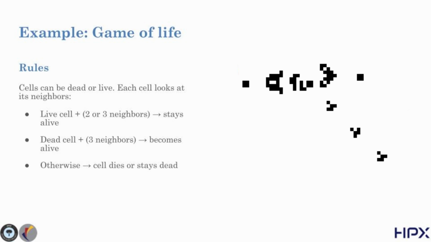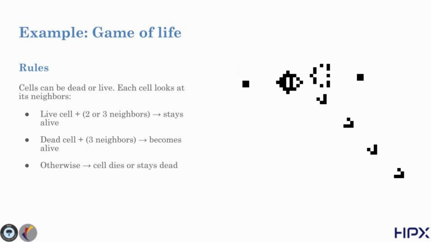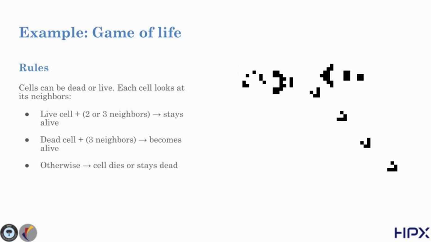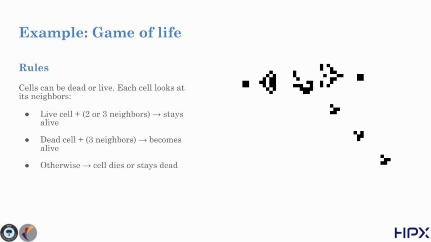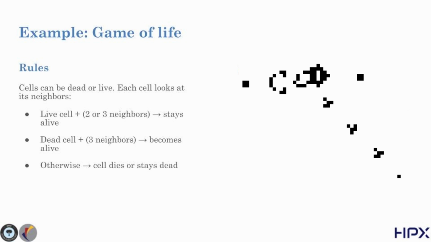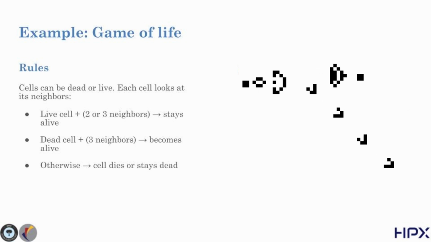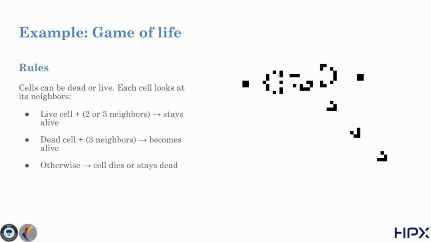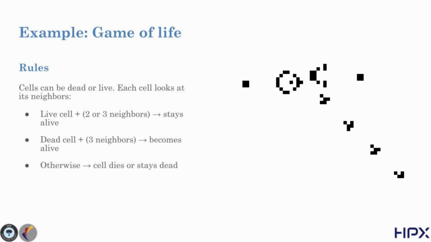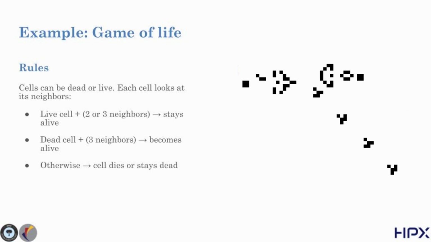But why is this interesting, and why would one use HPX? These simple rules create complex patterns, making it a fascinating problem for parallel execution. Since each cell updates independently, we can compute updates asynchronously using HPX. So let's have a look at the code.